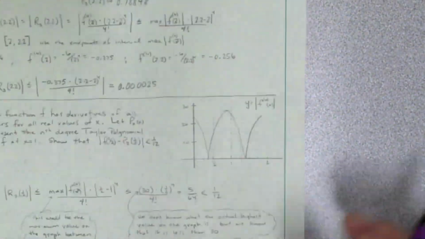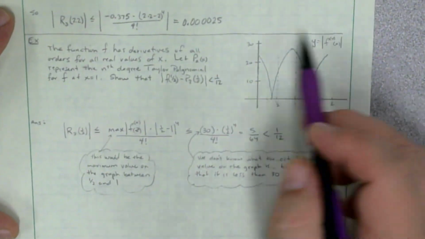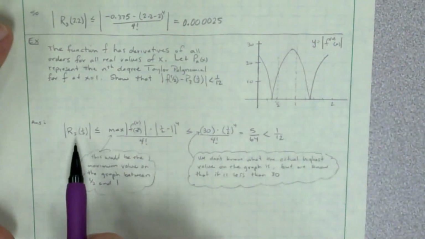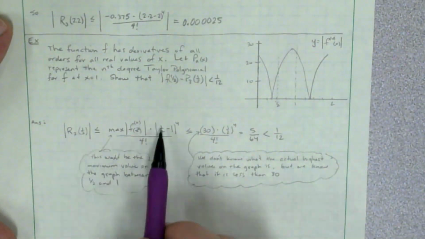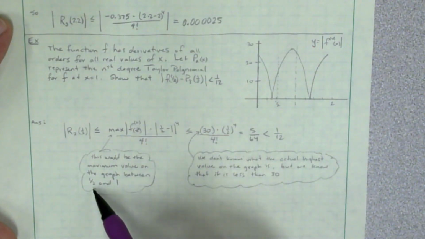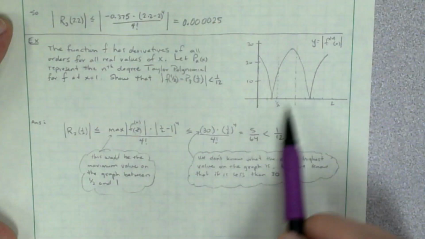And I'm going to show you another one. Instead of working it out, I'm just going to go ahead and show you the final version of it, so you can kind of see how it lays out. Okay, so here in this example, you were given a picture of the absolute value of the fourth derivative. Okay, and so we know that our error is going to be less than this quantity right here. This would be the maximum value of the graph between 1/2 and 1, because I'm looking in here. So between 1/2 and 1, what is the maximum?